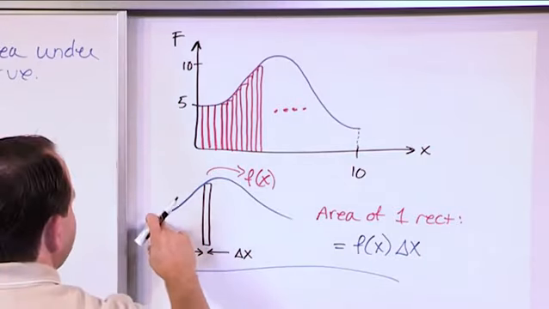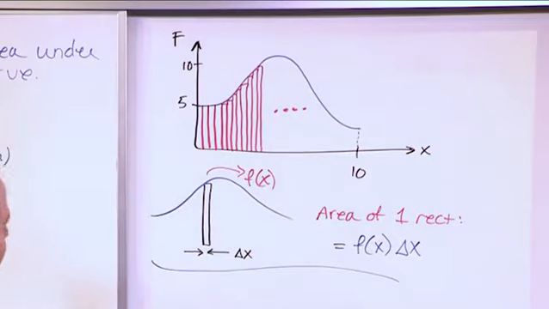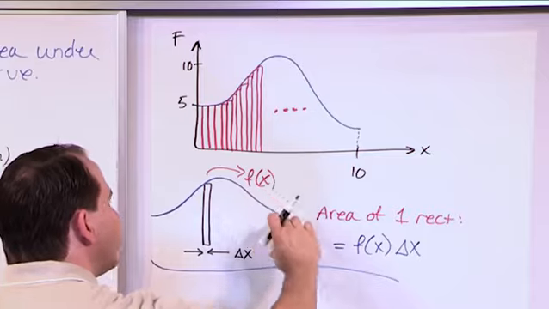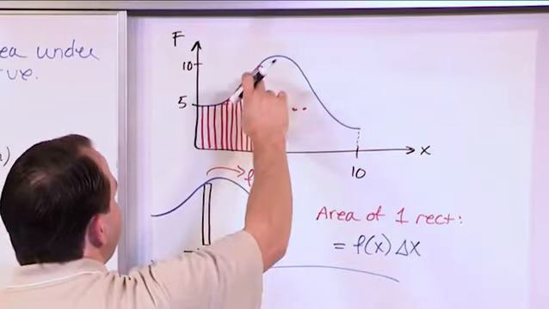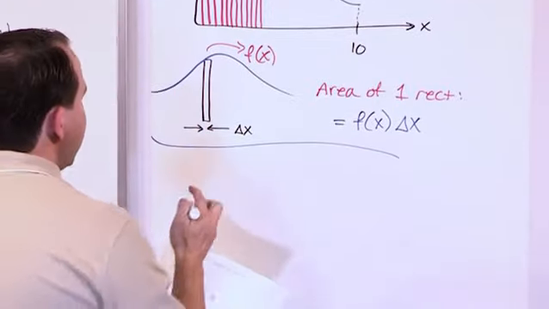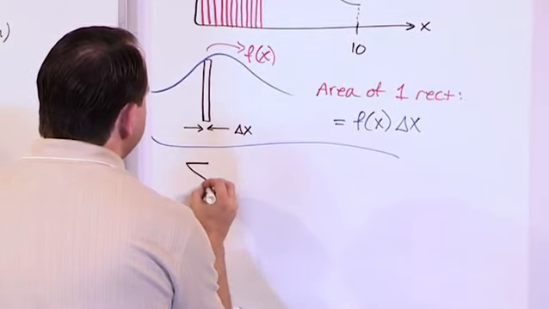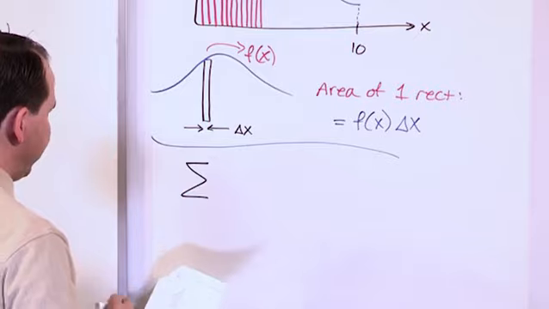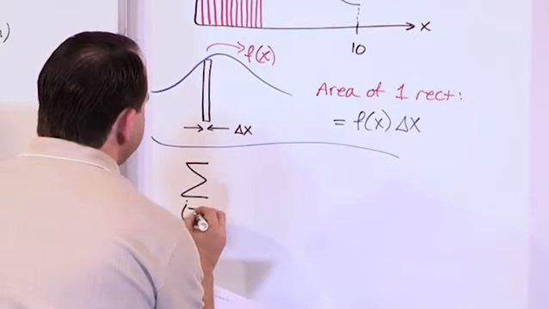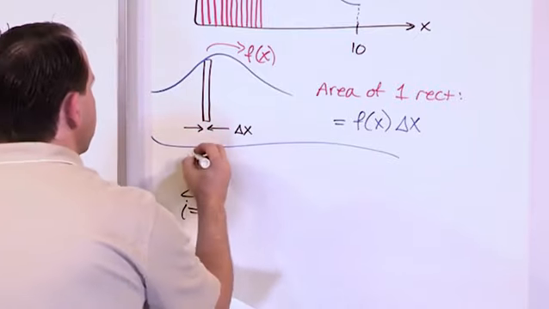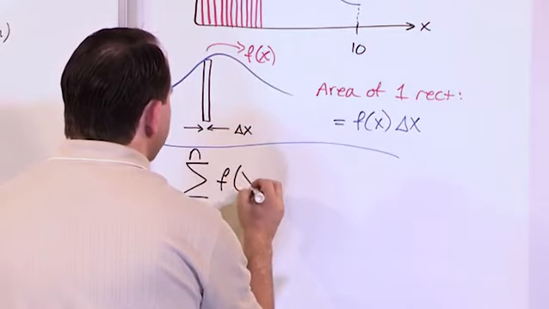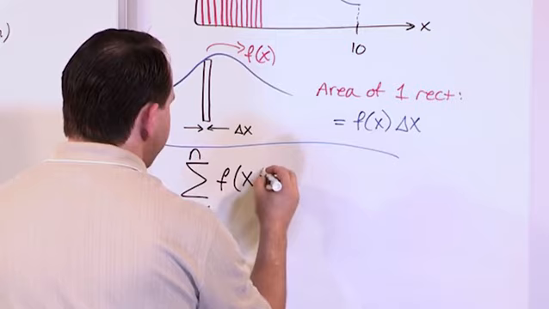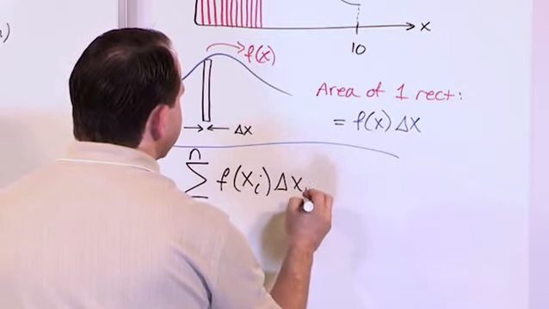To get the whole answer, we have many rectangles all over the place. If we want a pretty good approximation for the area, we have to add up all of the rectangles that appear everywhere under the curve. The easiest way to do that is with a summation, because that's the easiest way to add stuff up. So the sum from i equals 1 up to n of f of x sub i, I'll teach you what that means in a minute, times delta x sub i.